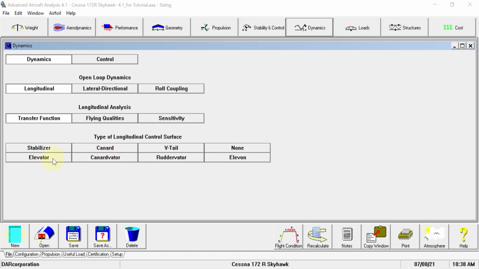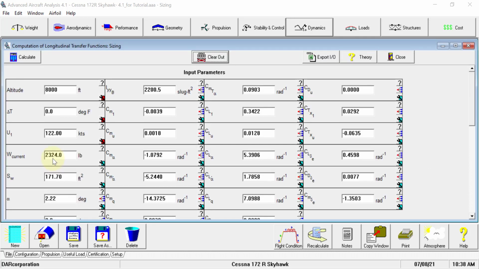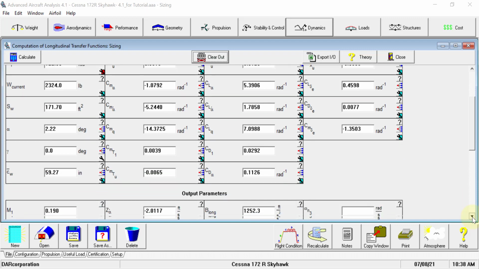Let's look at the elevator first. Here we see that the elevator transfer function, the inputs basically come from the stability and control module. So if you see any missing inputs, please revisit the stability and control module to calculate these inputs, or use the go-to buttons. Then let's take a look at the outputs.